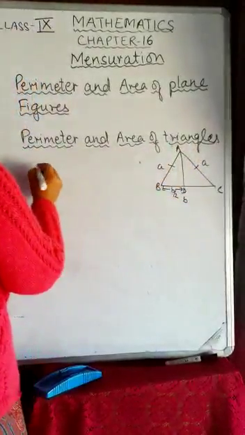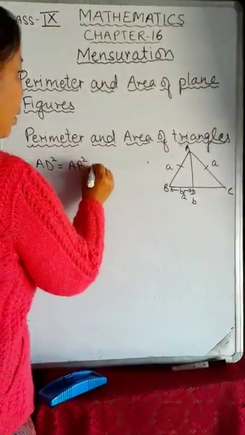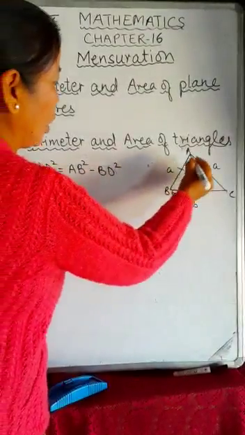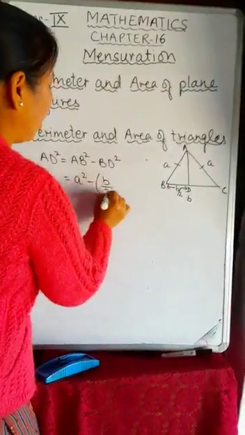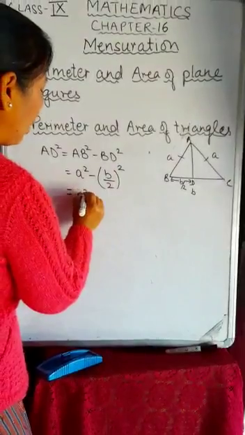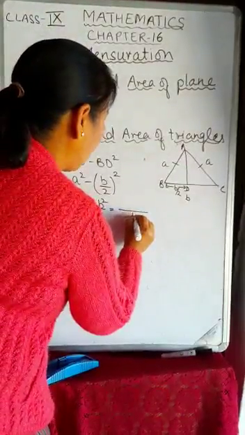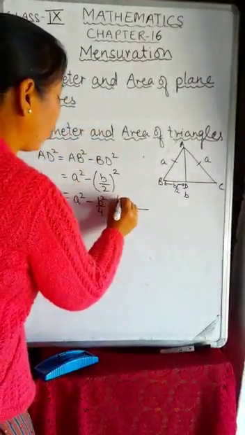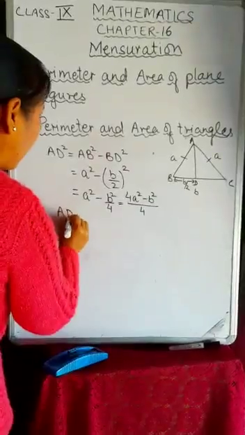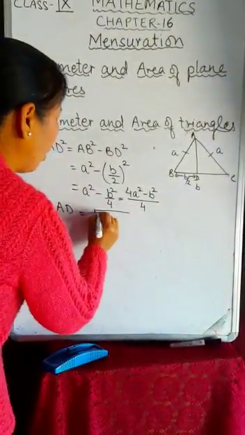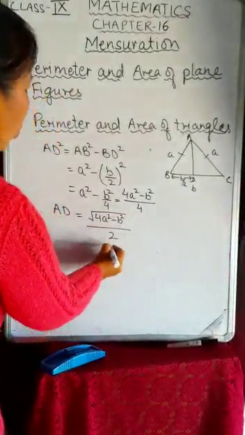And to find the height, AD square will be equal to AB square minus BD square. So AD square, AB is a, so a square, and BD is b upon 2, which will become a whole square. So a square minus b square upon 4, or if we take 4 as the LCM, then 4a square minus b square upon 4. And if we want to find the value of AD, this will be equal to under root 4a square minus b square upon 2. The square root of 4 is 2, so 2 will come over here.